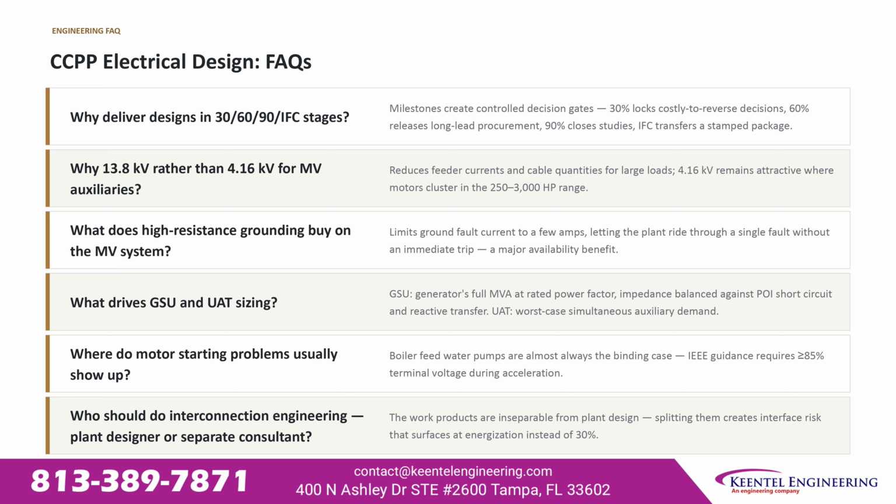What drives GSU and UAT sizing? The GSU is sized for the generator's full megavolt amperes at rated power factor, impedance balanced against point of interconnection short circuit and reactive transfer requirements. The UAT is sized for worst-case simultaneous auxiliary demand.